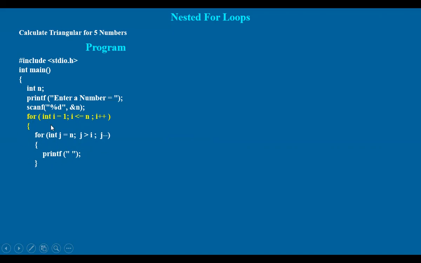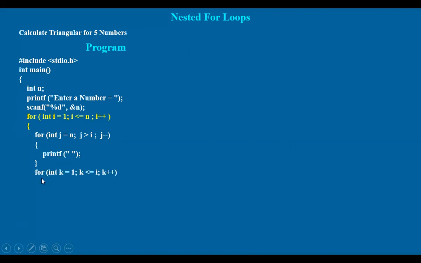Next, it continues, right? The J value has decremented now. It has become 4. Now it prints another space. Then 3, decremented again, another space. 2, another space. 1, it won't come here, because 1 is not greater than 1. So it won't print another space. That means this for loop has repeated 4 times.